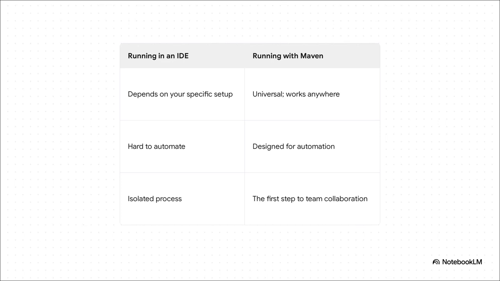And when you put them side by side, the difference is night and day. Running your tests inside an IDE is cozy, for sure, but it's an isolated little island that depends entirely on your personal setup. Maven, on the other hand, was born for automation. It's like a universal language that lets any computer, any server, understand exactly how to build and test your project.